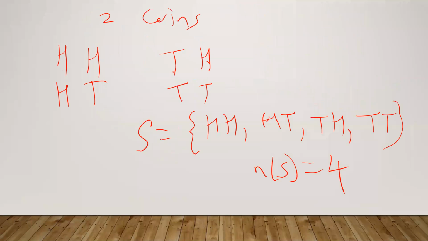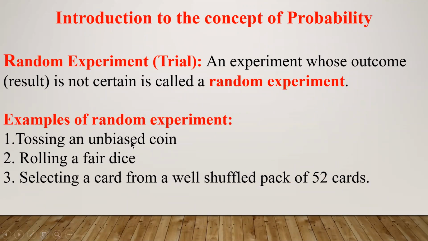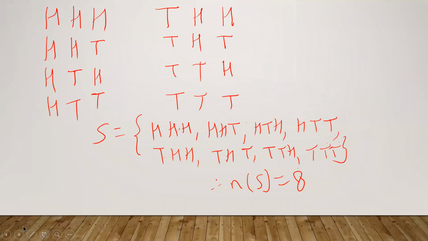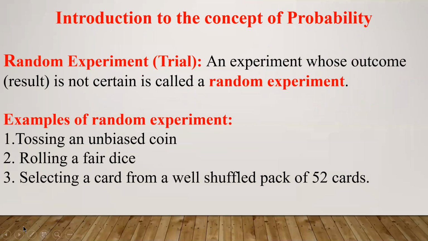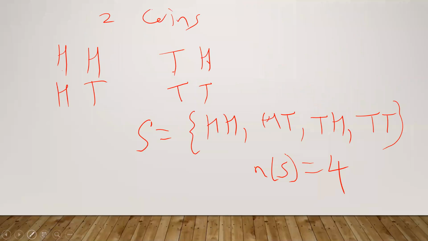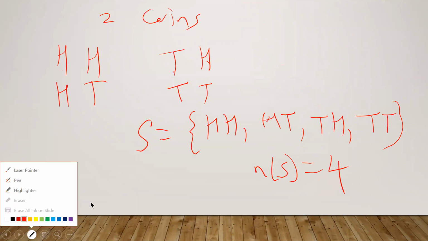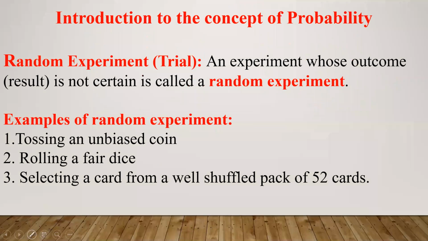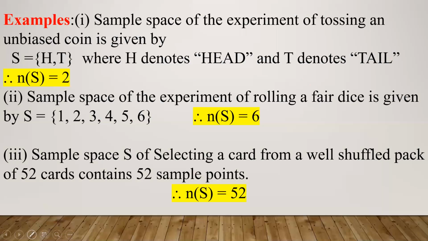Second example that I took here was rolling a fair dice. If you roll a dice, then you know what the possible outcomes of that experiment are.